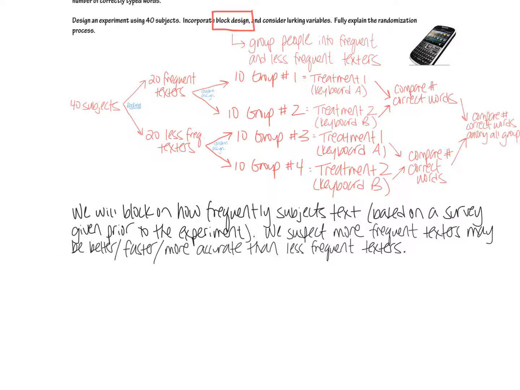And again, there are other ways that I could have blocked for this design, but I'm going to block on how frequently subjects text. That's the way that I decided to take my design. And how did I decide how to group them? I just went by a survey given prior to the experiment. I shouldn't judge a book by its cover, because maybe there are some old people that can text really fast. So based on some sort of survey, that part is a little bit up in the air. We suspect more frequent texters may be faster, better, more accurate than less frequent texters. So this is the reason why I blocked the way that I did. What am I suspecting, and what am I trying to avoid impacting my data?